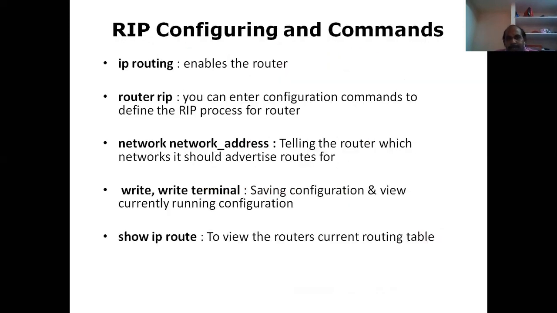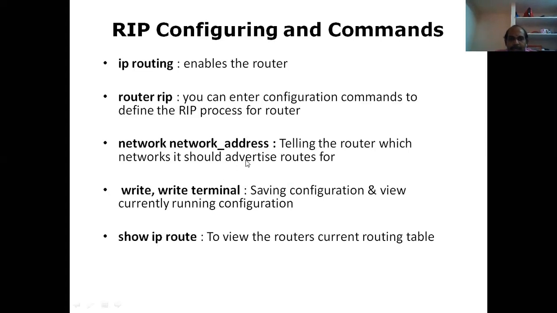And these are the RIP configuration commands used for providing the routing table. One is IP routing, which enables a router, and you can use router RIP to get into the configuration mode. You set this configuration as router RIP. That means the router will have the Routing Information Protocol, so that software can be embedded into it.